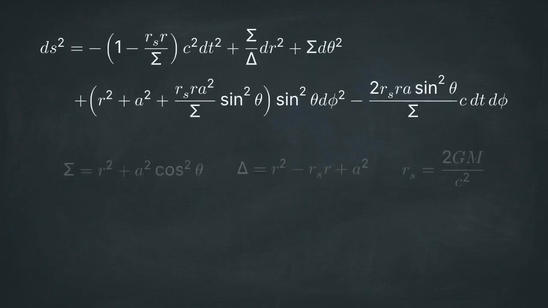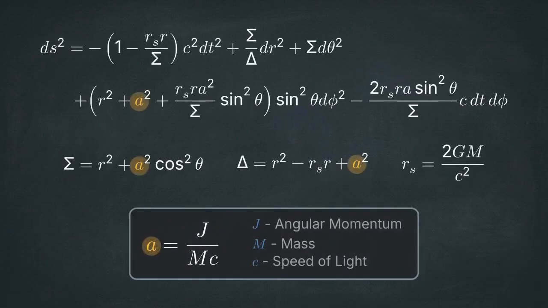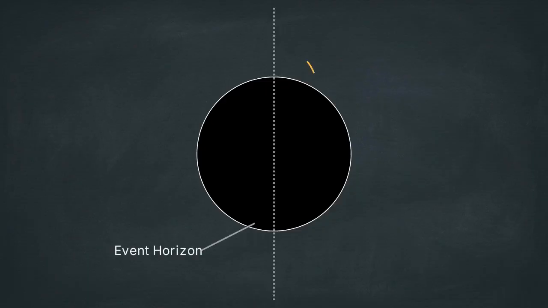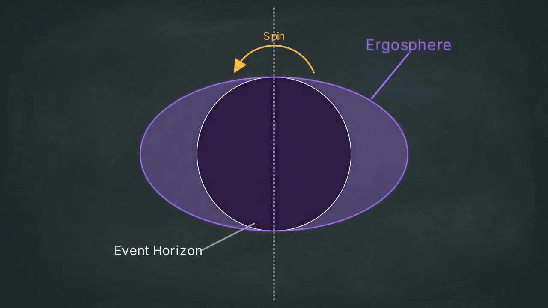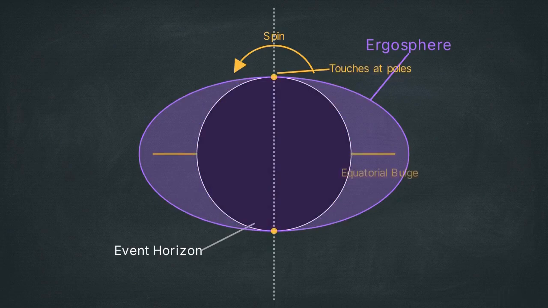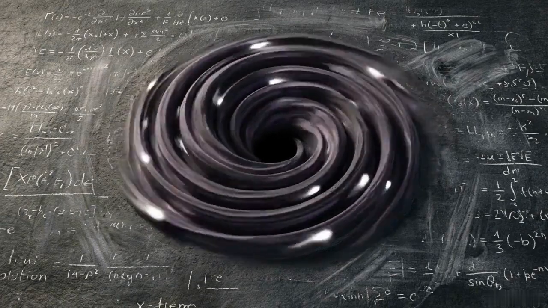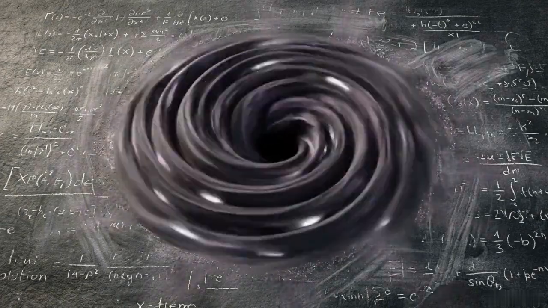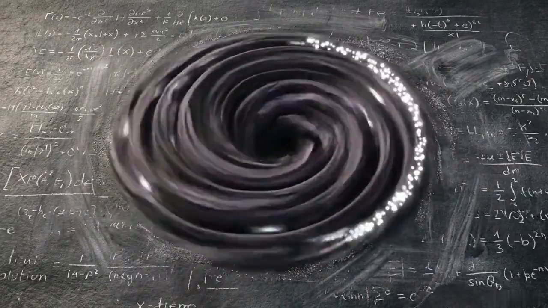The Kerr metric integrates angular momentum through the variable a. This spin generates a new geometric feature, the ergosphere. The ergosphere touches the event horizon at the poles and bulges outward at the equator. Inside the ergosphere, spacetime itself revolves faster than the speed of light, forcing all particles to co-rotate with the black hole.